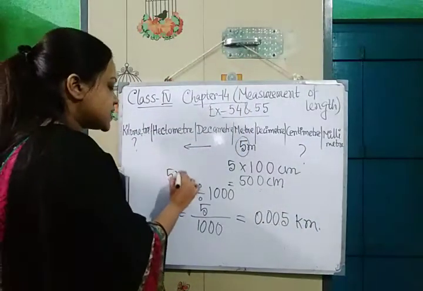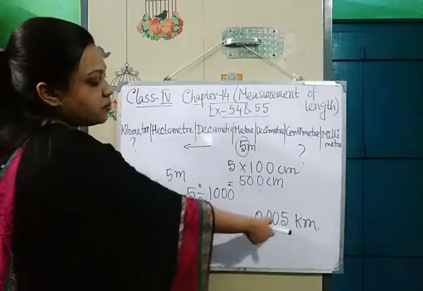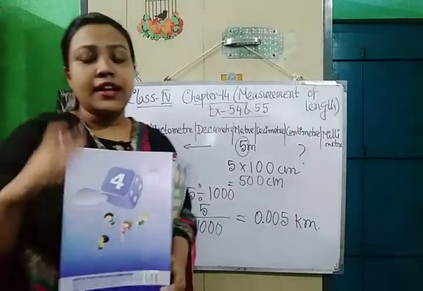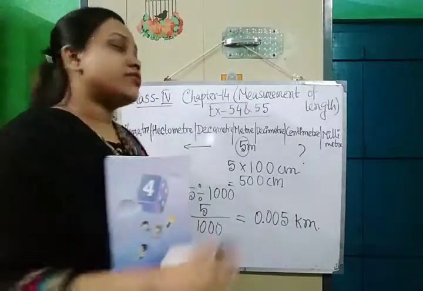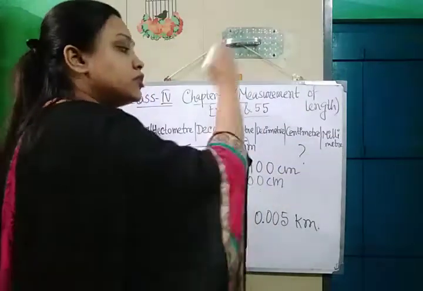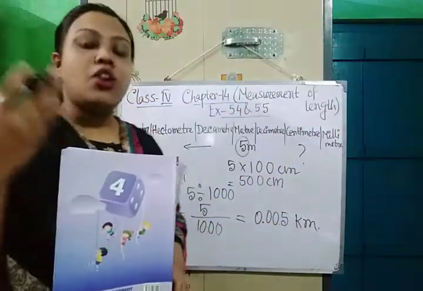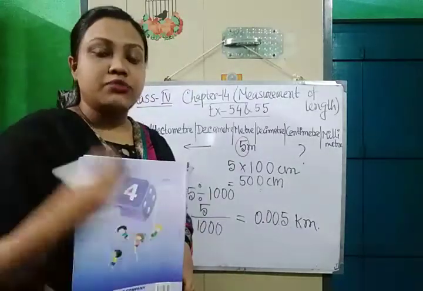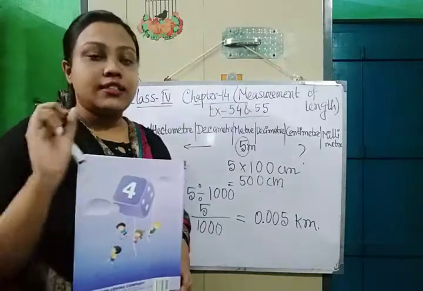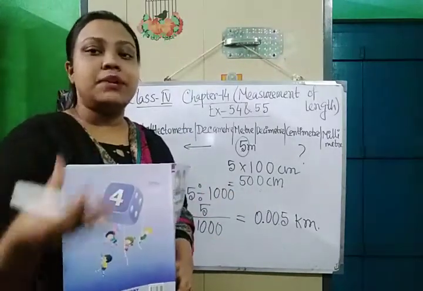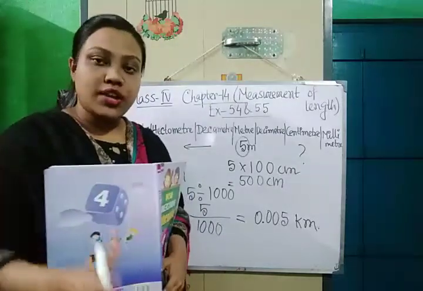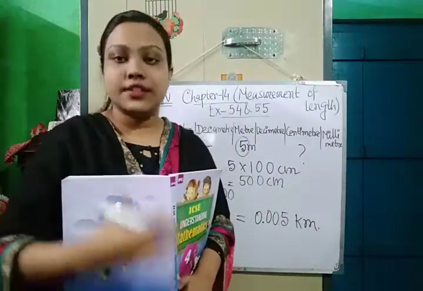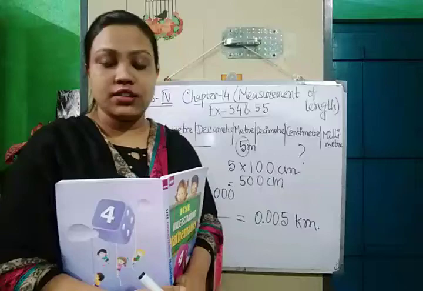So 5 meter equals to 0.005 kilometer. So I hope it is clear to you that in the conversion of units, whenever we move to the right, we will multiply something, or whenever we move to the left, we will divide by a number. Which number? First we will write a 1, then we count how many places we are moving. That many zeros we will put after 1. Okay? In the exercises, when I do the sums, you will understand it clearly. How can we convert the units?